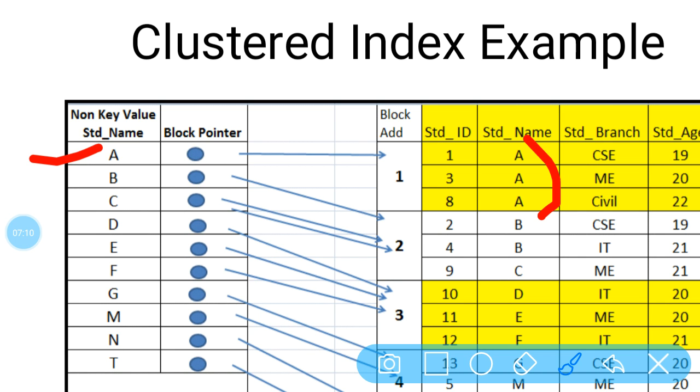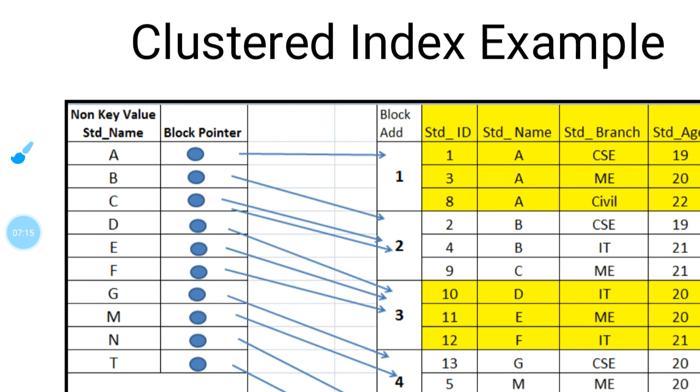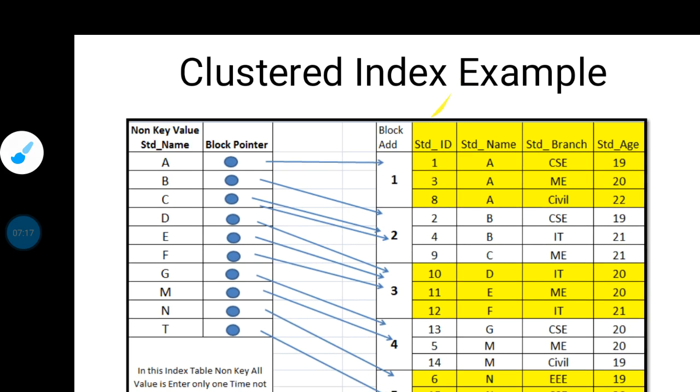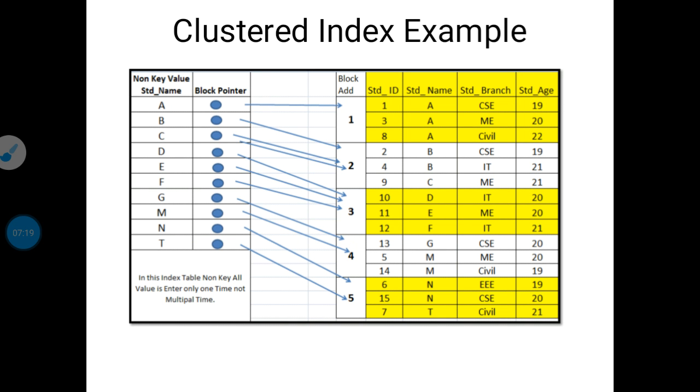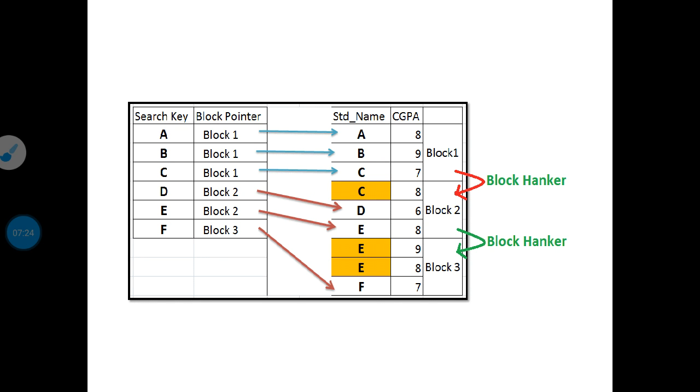In a similar manner, the rest of the attribute values indicate the concerned and appropriate blocks if we want to search the values. So this is the simple concept of the cluster indexing table. Now look at another example.